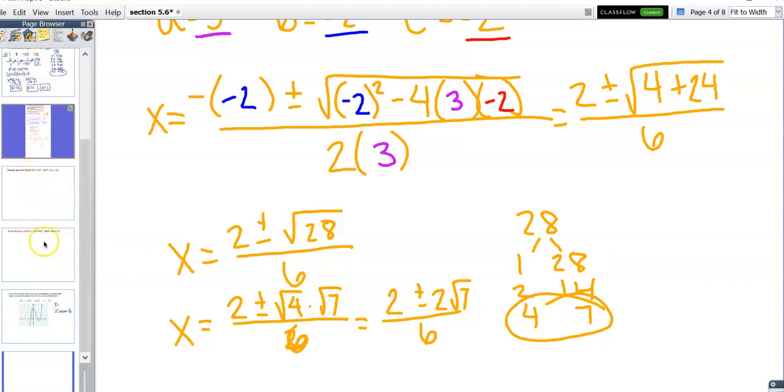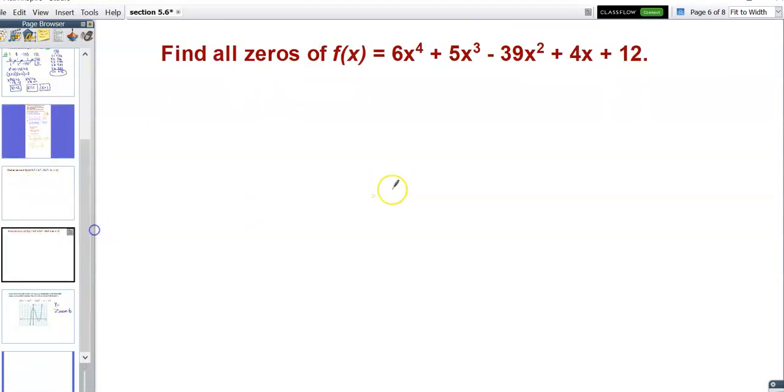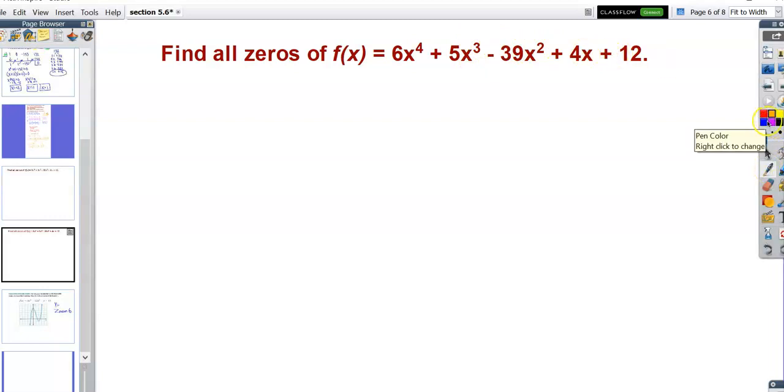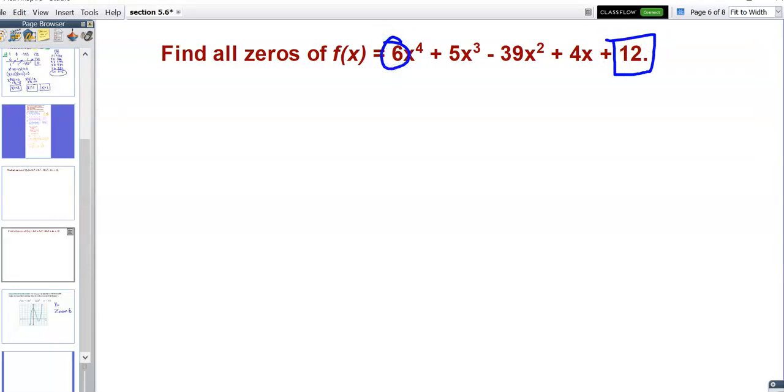Okay, let's look at another example. Our next equation, we're finding all the zeros of f of x equals 6x to the 4th power plus 5x to the 3rd minus 39x squared plus 4x plus 12. Step 1 is always the same. You always have to list out all of your possible rational zeros. So you have to factor out the number 12, and you have to factor out the number 6, and we're going to write our ratios as the factors of 12 over the factors of 6.